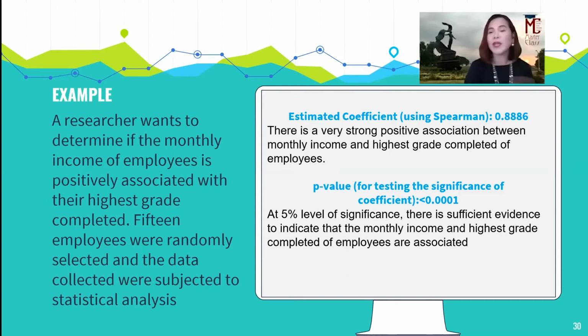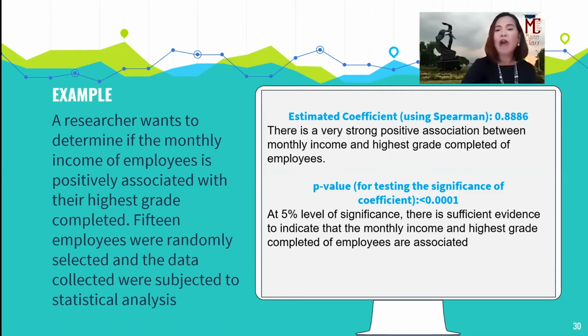Okay, so again, we need to perform our hypothesis testing wherein we can get our p-value using our Spearman. The generated p-value is actually very small. It is less than 0.001, so that is highly significant. Okay, so at 5% level of significance, there is sufficient evidence to indicate that the monthly income and the highest grade completed of employees are associated.